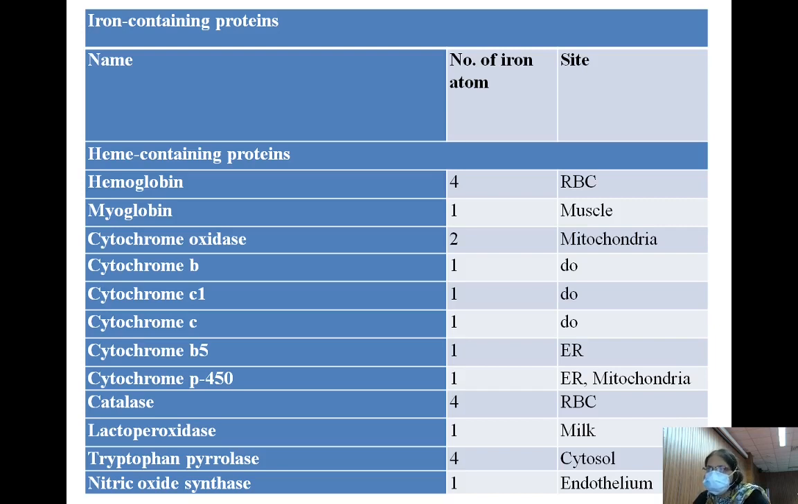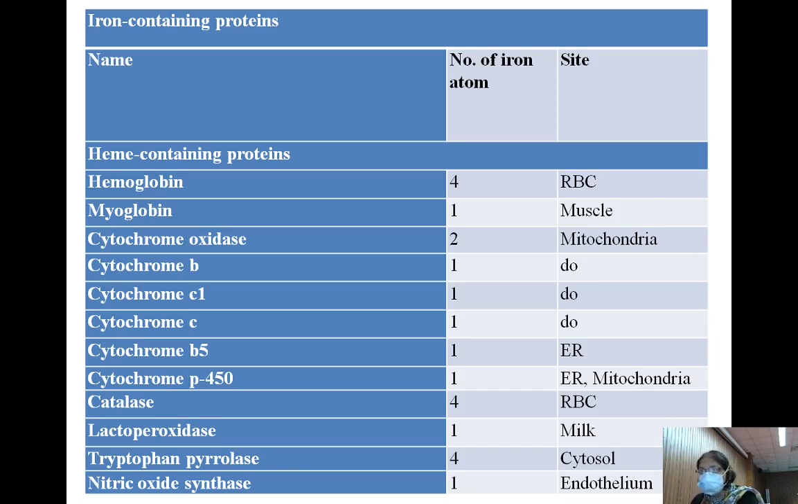Cytochrome oxidase is an enzyme protein of the ETC, the mitochondrial electron transfer chain or respiratory chain. It is also a heme containing protein, with 2 irons. Cytochrome b, cytochrome c1, cytochrome c and cytochrome b5 are all proteins of the mitochondrial respiratory chain, and each of these 4 contains 1 iron.